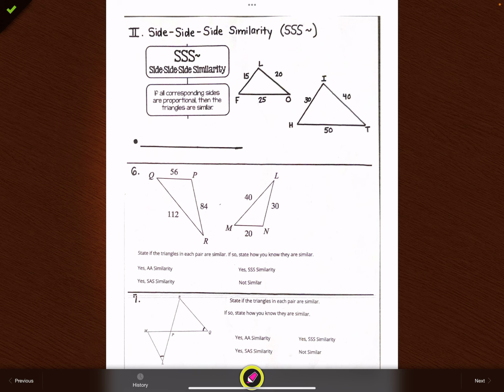So how do we do this? Well, we got to read what's in this little box. If all corresponding sides are proportional, then the triangles are similar. Okay, if all sides are proportional. So in this little bullet point, make yourself a note. Your sides are not going to be congruent. They have to be, we're going to say must be proportional. And I'm going to show you how to check that.